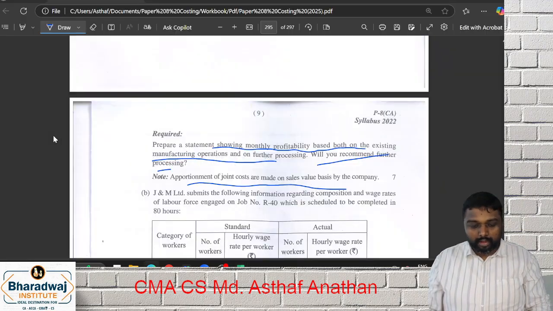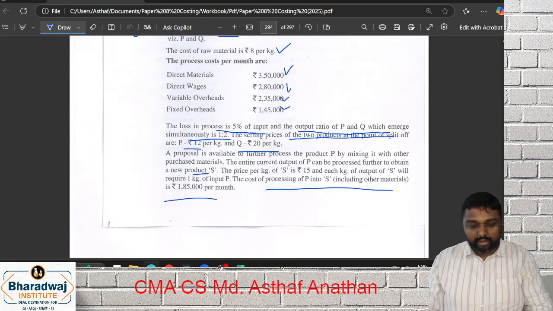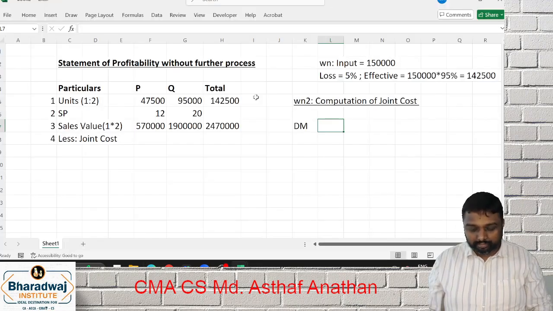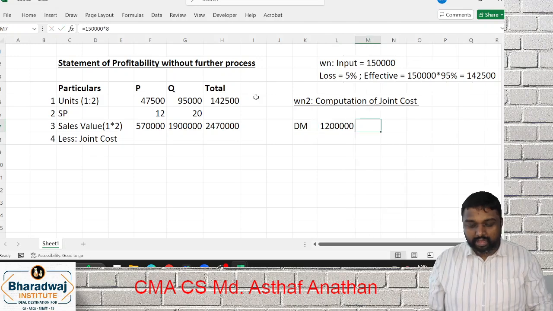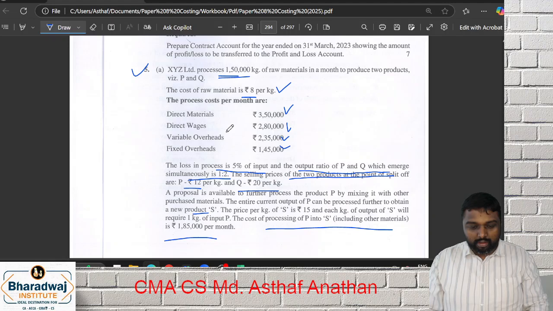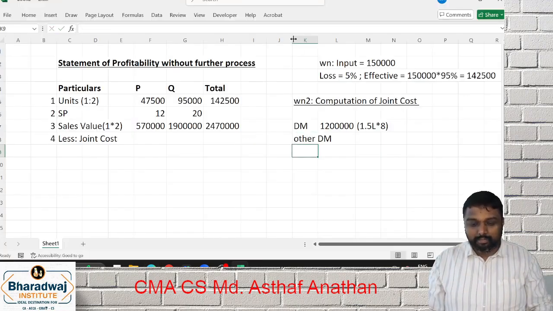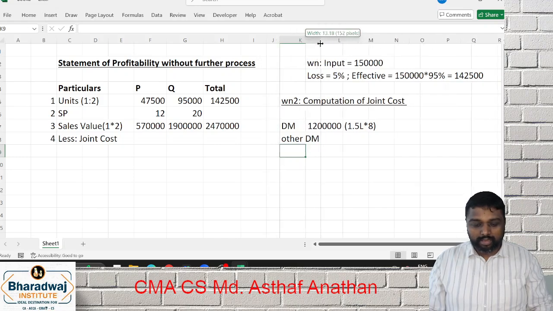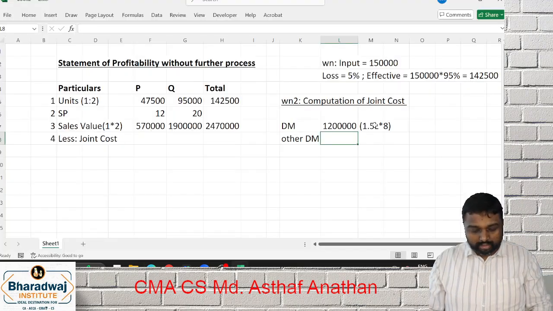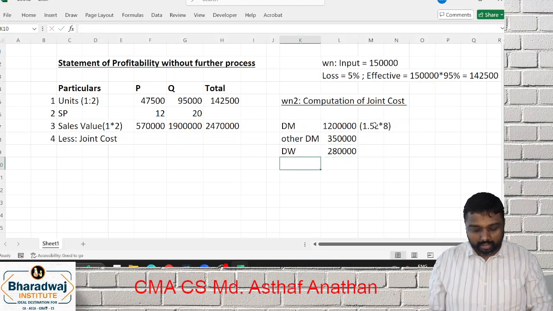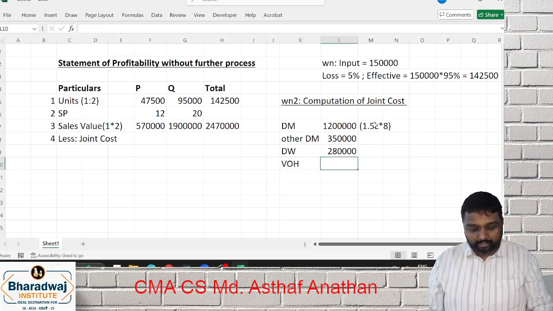Material. What is the amount of material, friends? Here it is: initial input 1,50,000 at 8. What is the next item? We have other material. What is other material? Can anyone tell me? 3,50,000. Next, direct wage 2,80,000. Next, variable overhead, 2 lakh.